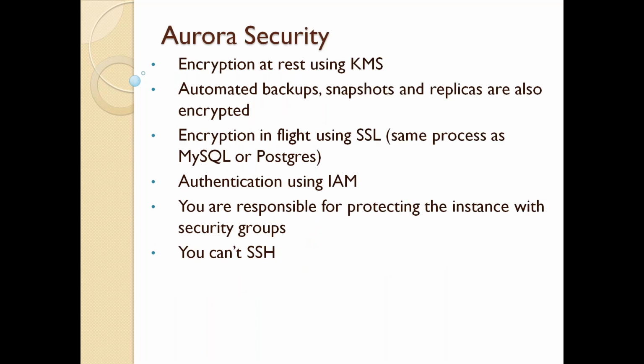Encryption is the same, nothing different. We can use encryption at rest using KMS; automated backups, snapshots, and replicas are all encrypted for you. Encryption in flight uses SSL, the same as MySQL and Postgres, where you need to set those flags. Authentication is using IAM, and you can also use username and password. You are responsible for protecting the instance with a security group. Of course, we need a tight security group, and you cannot SSH into an Aurora DB cluster because it's a managed service.